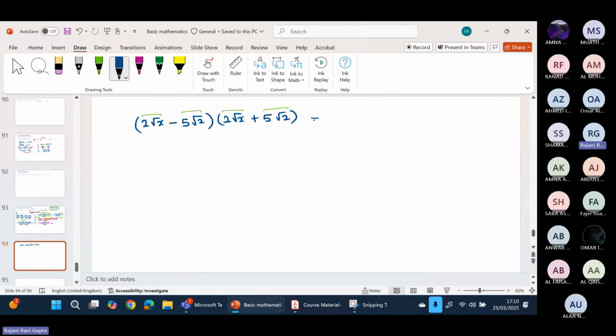Want to know the answer? Power 2. Power 2. Can I write it as power 2 of a term and power 2 of the second term? Multiply. See, it's A minus B, A plus B. Can I use A square minus B square?